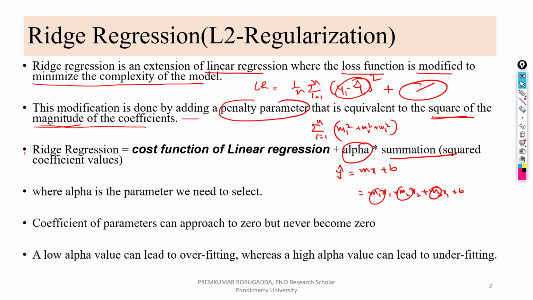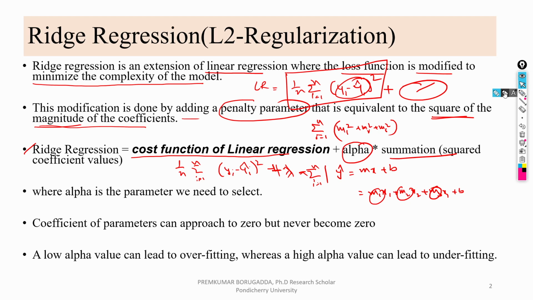So the cost function of Ridge regression is 1 by n, sigma i equals 1 to n, (yi minus yi hat) whole square, plus alpha, where alpha is also called the lambda value, multiplied with the summation of m1 square plus m2 square plus m3 square, like that. So this is the equation.